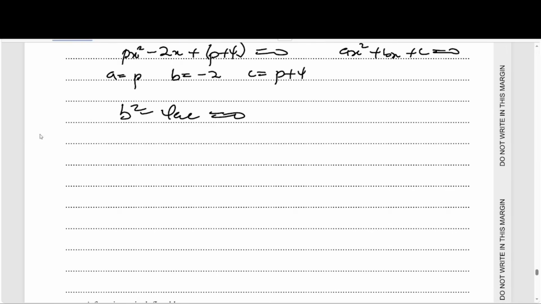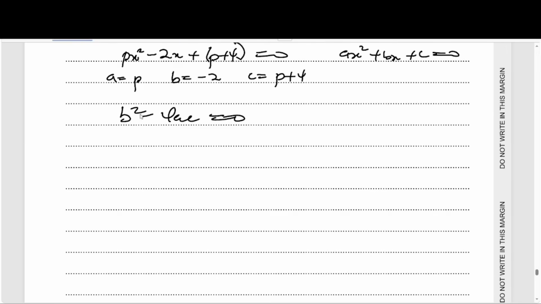So from here we do substitution of the values of a, b, and c into this discriminant, equate to 0, and find the values of p. So b is -2, that gives us -2 all squared minus 4ac. A is p, and then c is p plus 4. Okay. Then equals 0.